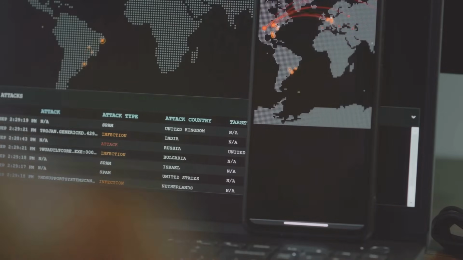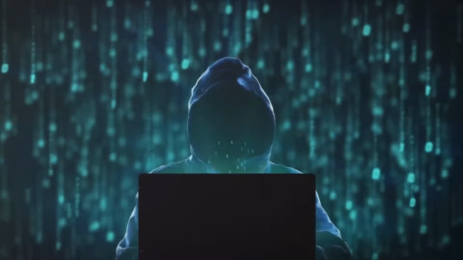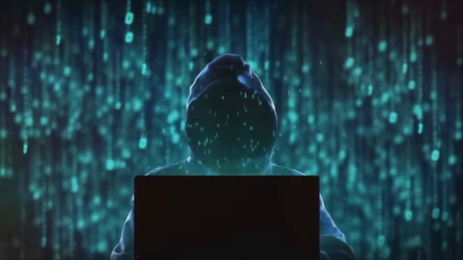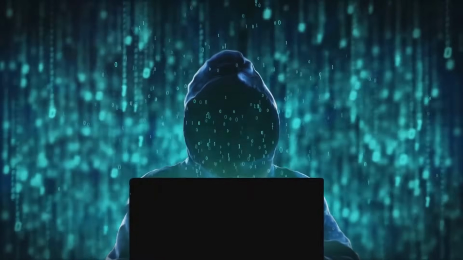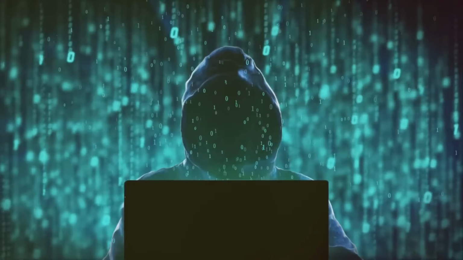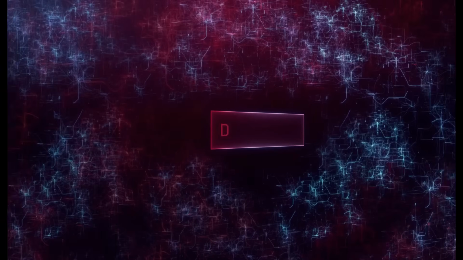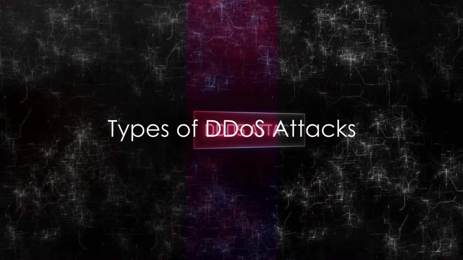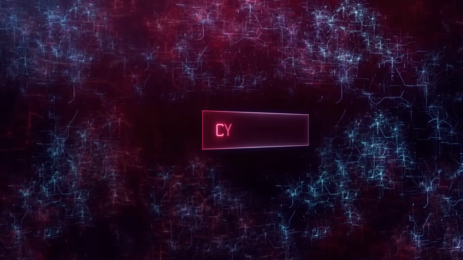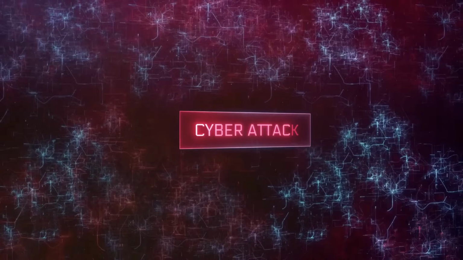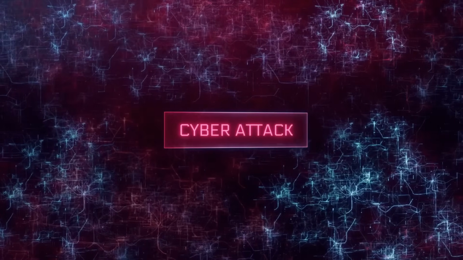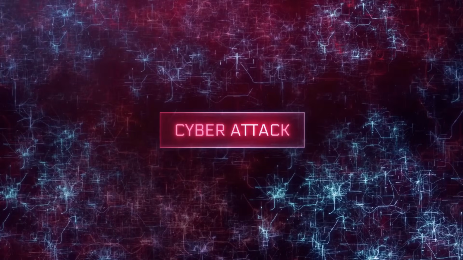They're a bit like a cyber traffic jam, with botnets playing the role of the extra cars flooding the streets. And just like a real traffic jam, they can cause a lot of frustration and disruption. Did you know there are different types of DDoS attacks? Yes, that's right. And today, we'll be delving into three basic types: volumetric, protocol, and application layer attacks.